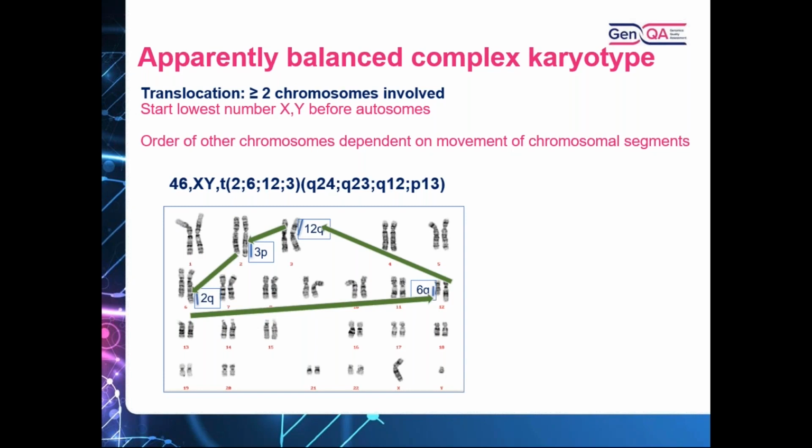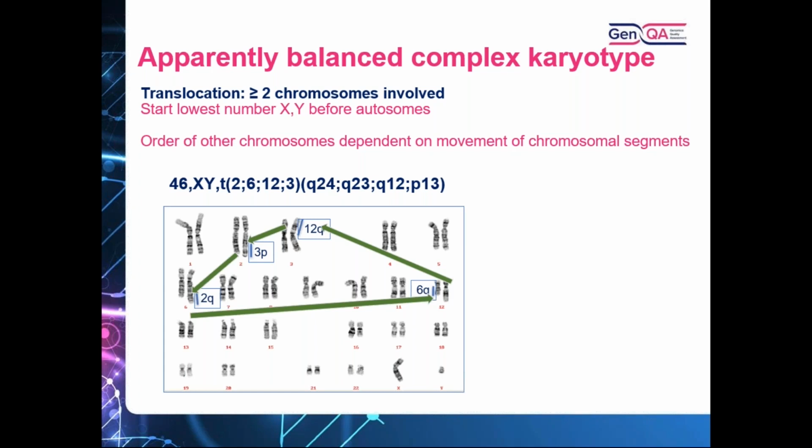If you've got a more complex karyotype, which does happen in constitutional, and it's a translocation that involves more than 2 chromosomes, you start with the lowest number, X and Y, of course, before autosomes, and then 1 before 2, etc. And the order of the chromosomes is dependent on the movement of the chromosome segments. It's not something that you choose.